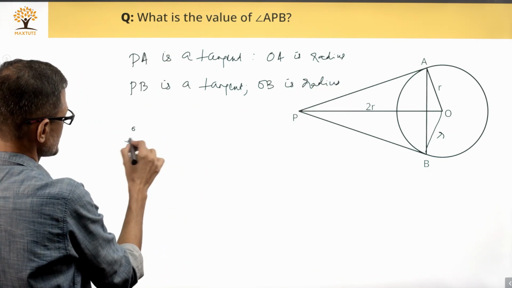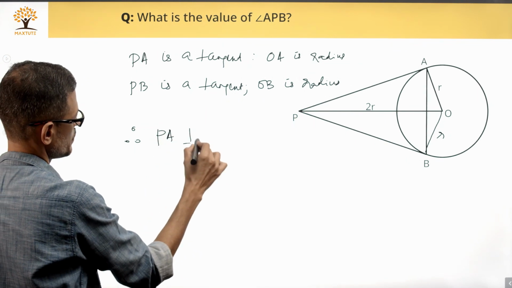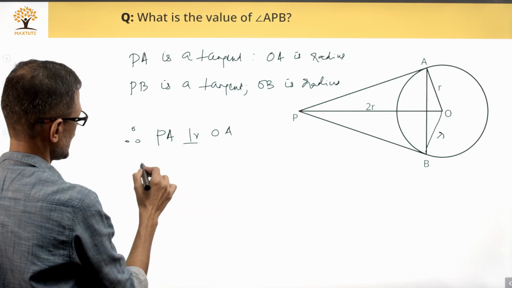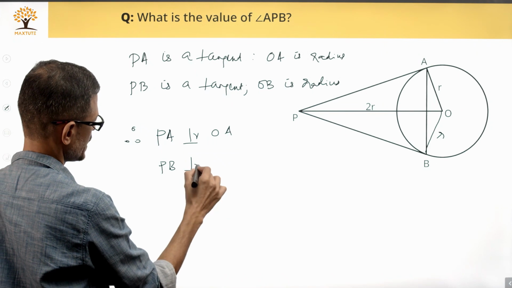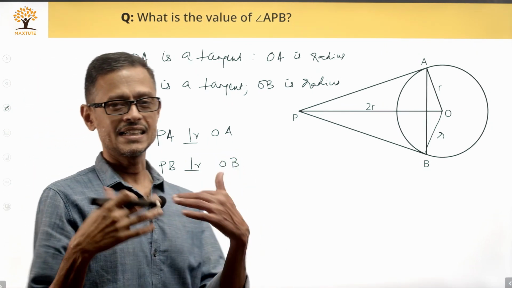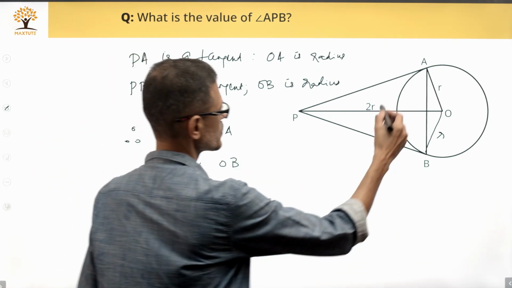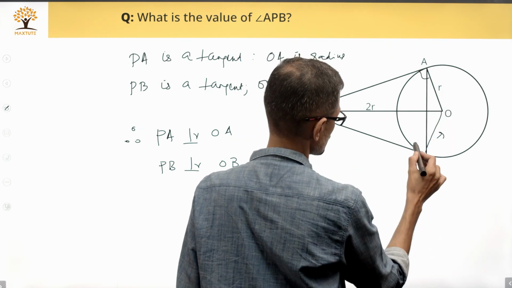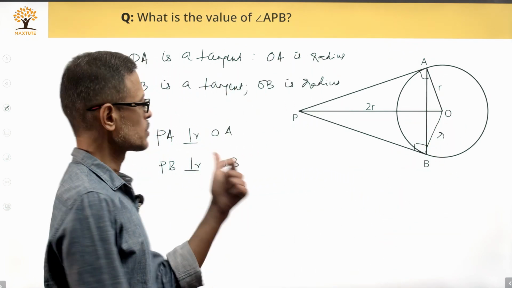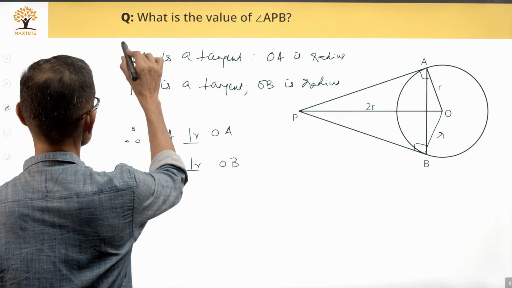Therefore, a few things we will establish. PA is perpendicular to OA and PB is perpendicular to OB. The radius and tangent are perpendicular to each other. So this is equal to 90 degrees, so is this equal to 90 degrees. This is the first thing we have established.